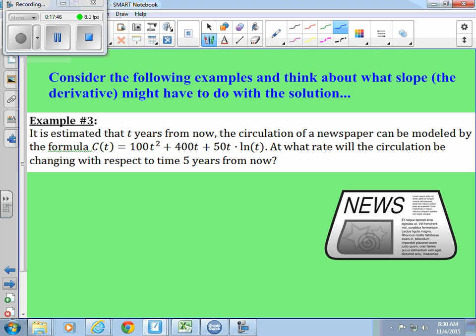So circulation is probably how many newspapers are in circulation. That's probably a quantity of newspapers. At what rate will the circulation be changing 5 years from now? How is a derivative important to that?